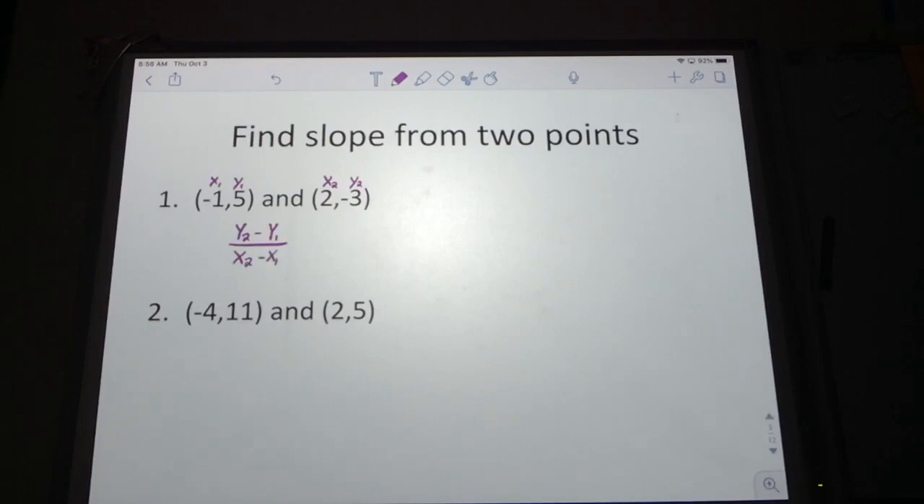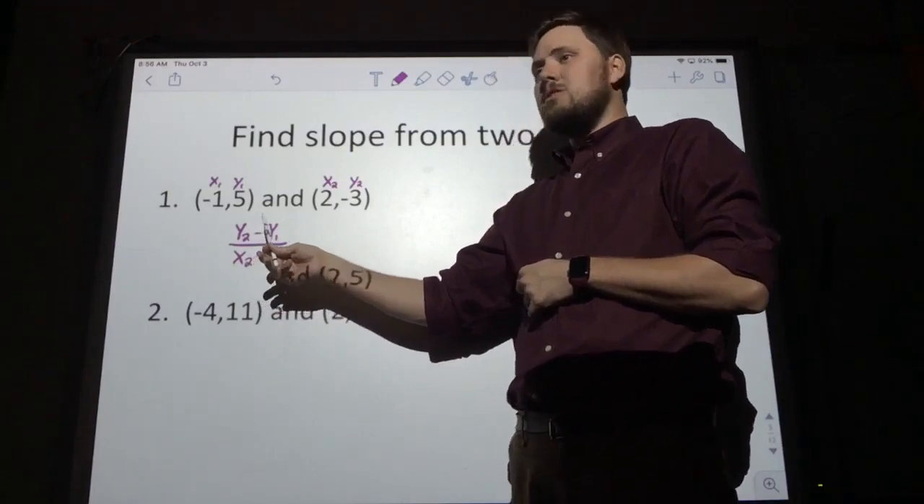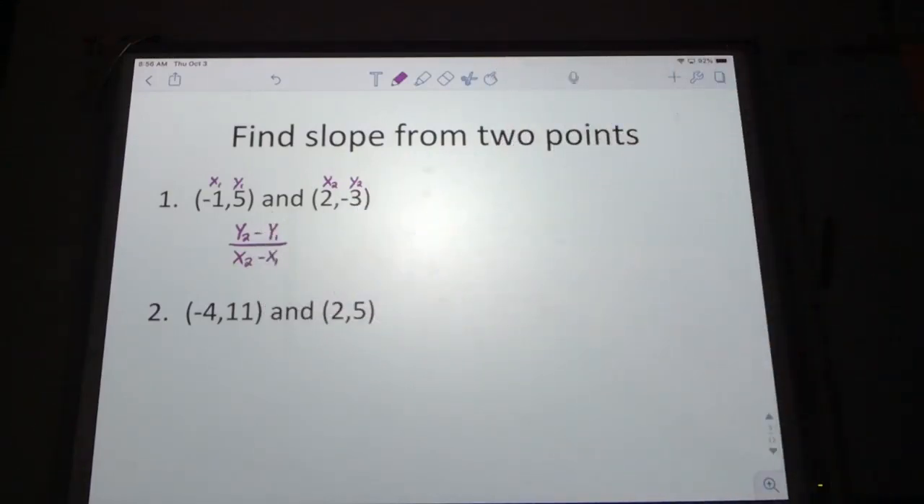Okay, the thing that makes mistakes on these problems is negatives, because there's already a minus in here, so sometimes you have minus a negative, which turns to a plus, and a lot of people for some reason just miss one of those and make it minus no matter what. Okay, so if I plug those in, my y2, my second y is negative 3, minus my first y, so y1 is 5, over my x2 is 2, minus my first x is a negative 1. When we plug in, if it's a negative, we put it in parentheses.